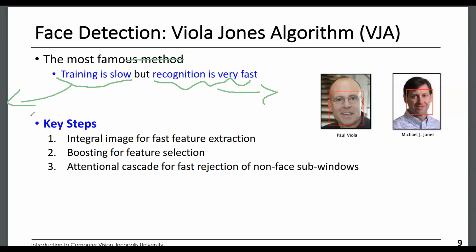Training being slow is not a big problem because big companies can do it locally on their machines. It can take up to 1 year. They do not care, because they will prepare it for the new version of the iPhone, for example. What they really care about is this fast recognition part and accurate recognition. So the key steps are to compute this integral image for fast feature extraction. This is just a trick to speed up the calculations. Then use boosting for feature selection.